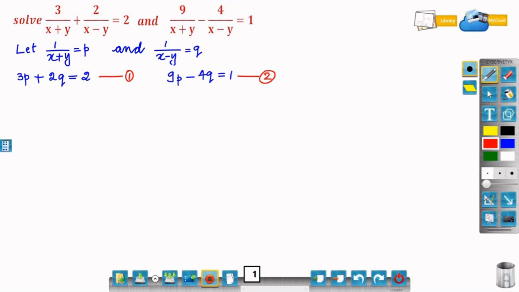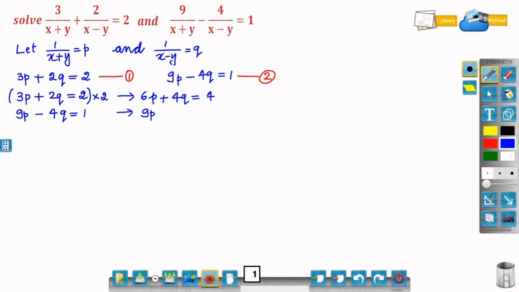Now solve these equations by elimination method. 3p plus 2q is equal to 2. Write one below the other. 9p minus 4q is equal to 1. Now I will multiply first equation by 2, so the coefficient of q becomes equal. 2 2s are 4. Now the first equation becomes 2 3s are 6p plus 4q is equal to 4, and second equation becomes 9p minus 4q is equal to 1.